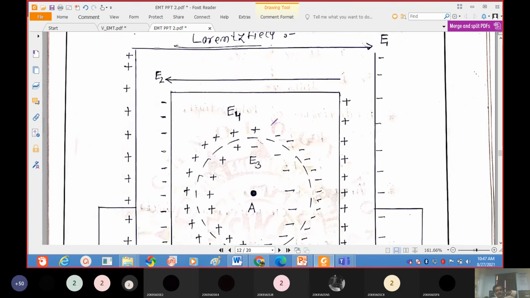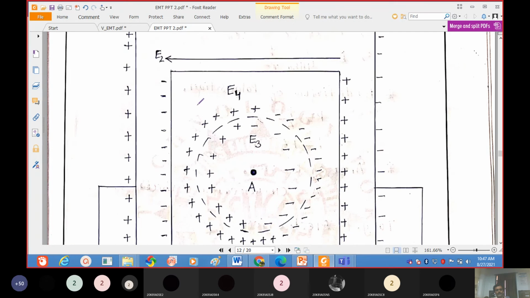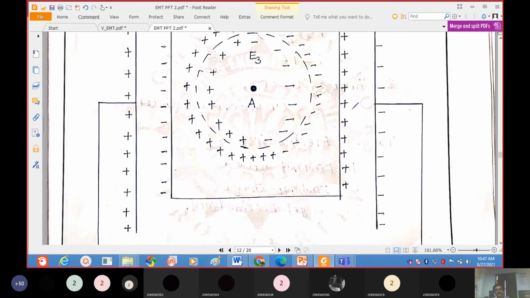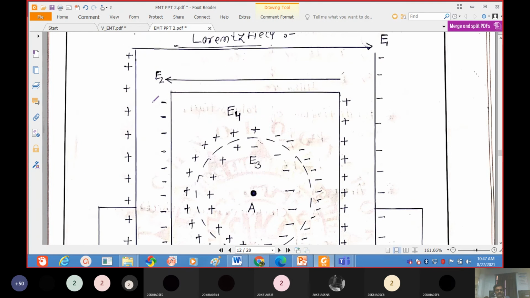Local field means, after placing the dielectric material inside the capacitor plates, polarization occurs in that material. Due to that polarization, all negative charges are accumulated on one surface and all positive charges on the other surface of this dielectric material. This is the dielectric material, and these are the capacitor plates.